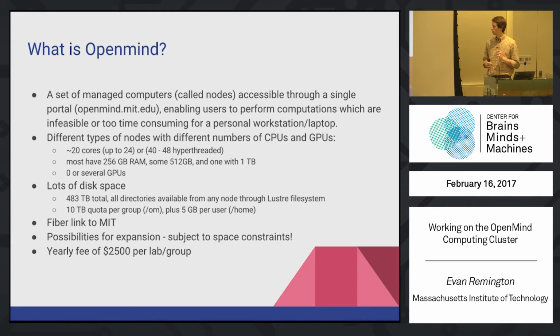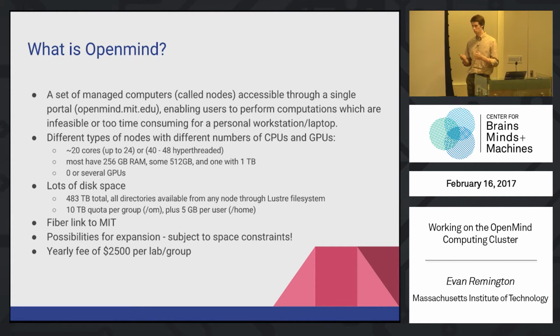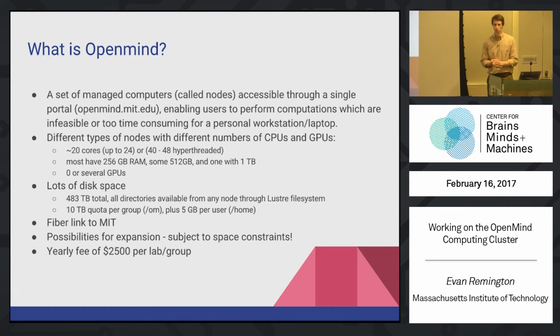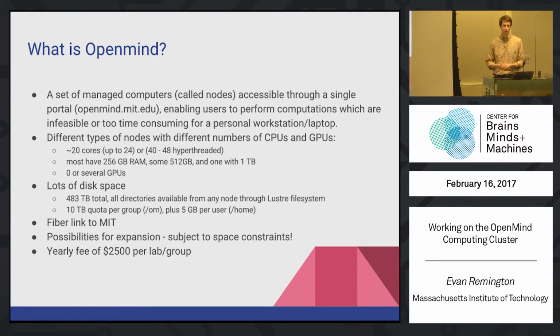And you can get more, but I think it's sort of limited in whether you can get more on that special partition. There's a fiber link to MIT for fast communication. There are some possibilities for expansion, but I think those are subject to space constraints. And there is a yearly fee of $2,500 per lab or group. But I think there is a short trial period that you can try if your lab hasn't already done that.